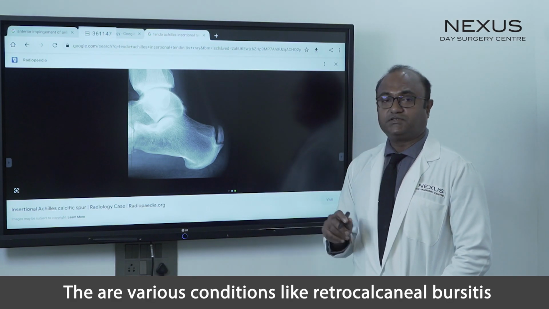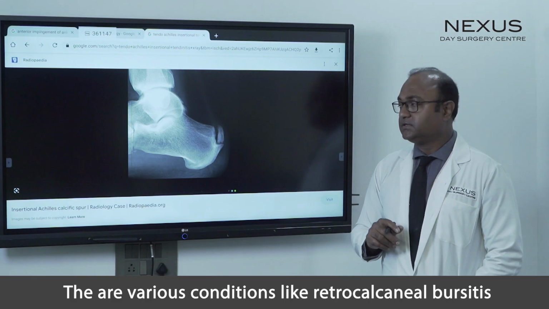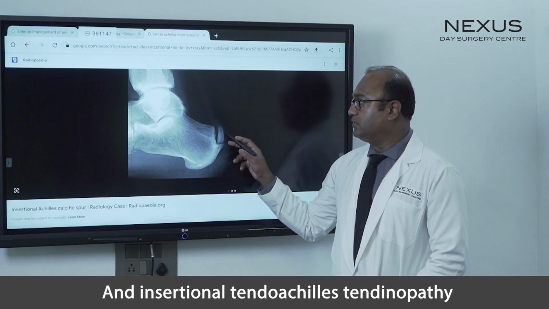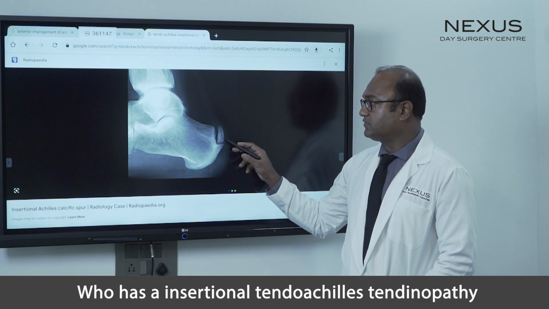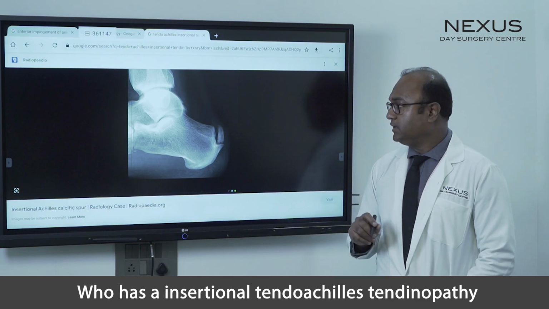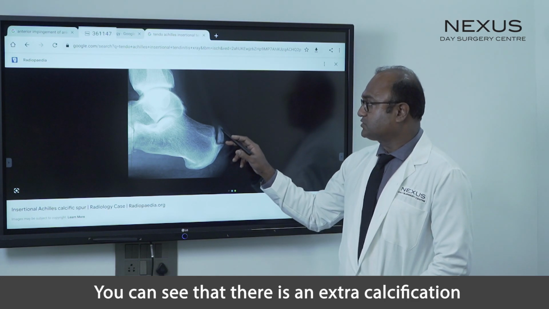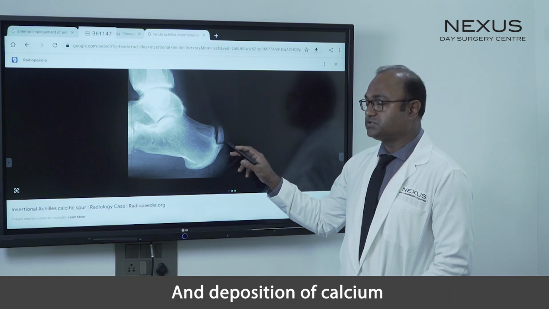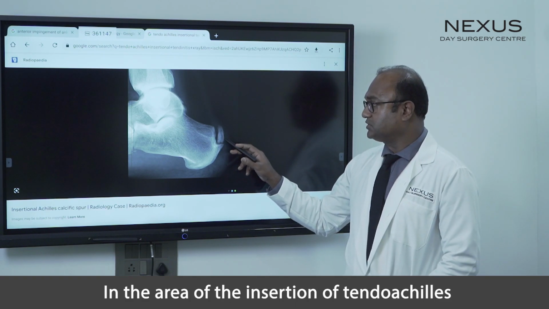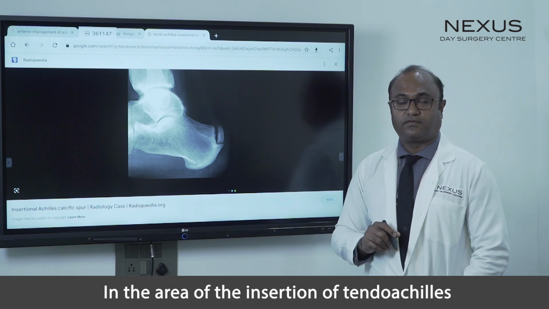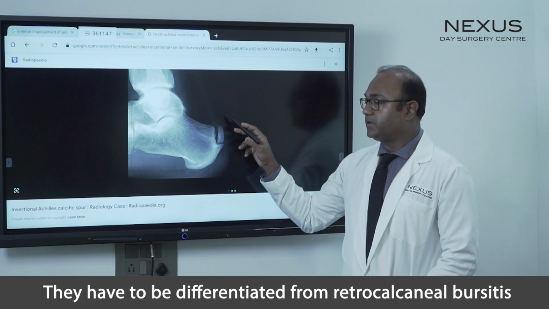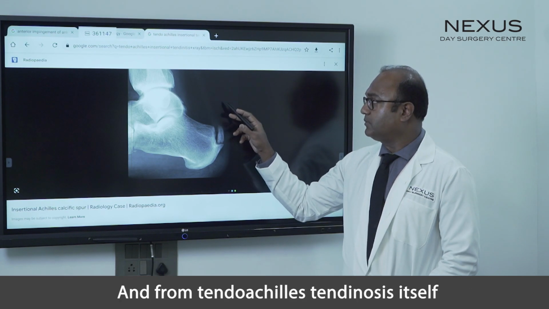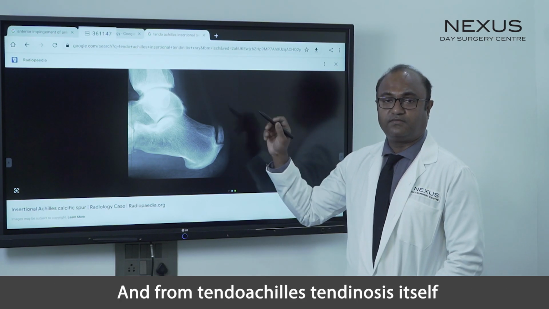One of the very common conditions which patients present with is heel pain, at the back of the heel. There are various conditions like retrocalcaneal bursitis and insertional tendo-Achilles tendinopathies. This is an X-ray of a patient who has an insertional tendo-Achilles tendinopathy. You can see that there is extra calcification and deposition of calcium in the area of the insertion of the tendo-Achilles, and these can be very painful. They have to be differentiated from retrocalcaneal bursitis and from tendo-Achilles tendinosis itself.